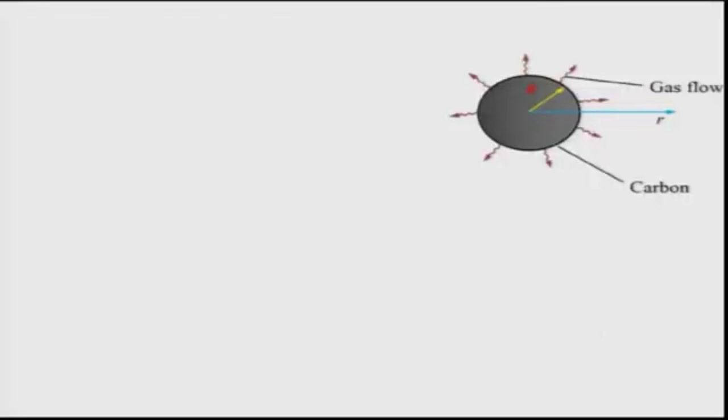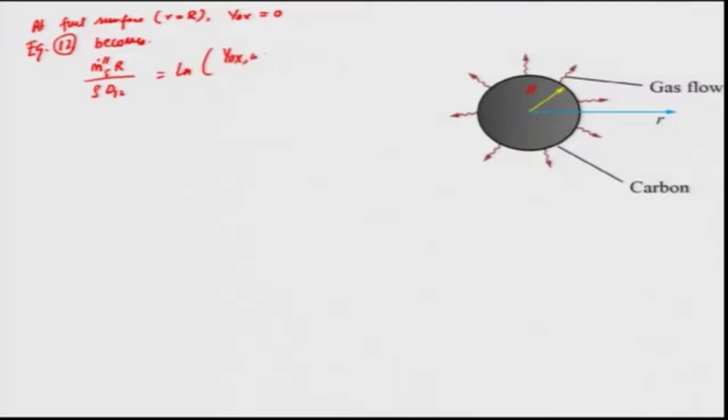So, what we will do, we will now use equation 12 and apply the boundary condition that at the fuel surface, that is R is equal to small r, Y oxidizer need not be 0, but we are considering the mass fraction of oxidizer to be 0. As a result, equation 12 becomes S R by rho D, 1 by 2, is equal to ln of Y oxidizer infinity plus 1 by F, and this is just 1 by F because Y ox is 0.